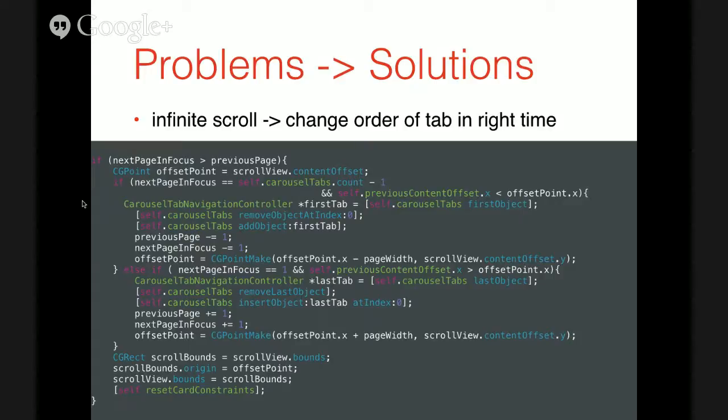When the moment comes that we need to change the order of our tabs, we take the first object from our tab list, remove it from the list, and add it to the end of the list. So when we come to the last object before this little change, it will seem that there are still tabs to scroll. After that, we need to adjust our indexes and set a new offset for our scroll view. Then we reset our card constraints to make everything seem okay.